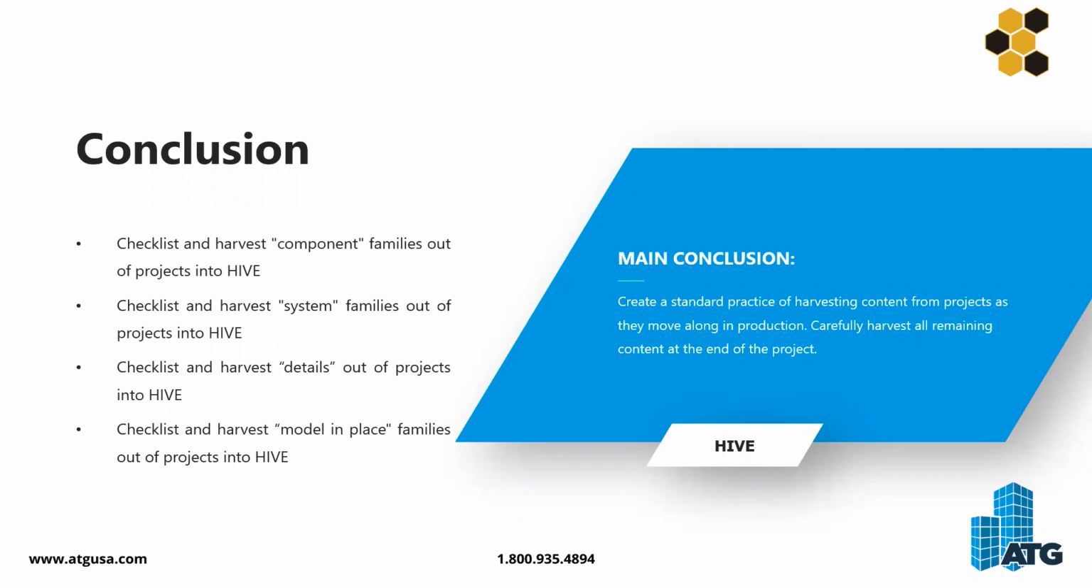But we want to get system families out of the projects in the Hive as well. That's a new feature, to be able to do that and get them out of container projects. We also want to checklist and harvest details out of projects in the Hive, get those out of container projects. And we also can checklist and harvest model in place families out of projects in the Hive. That's brand new to everybody, to be able to do that.